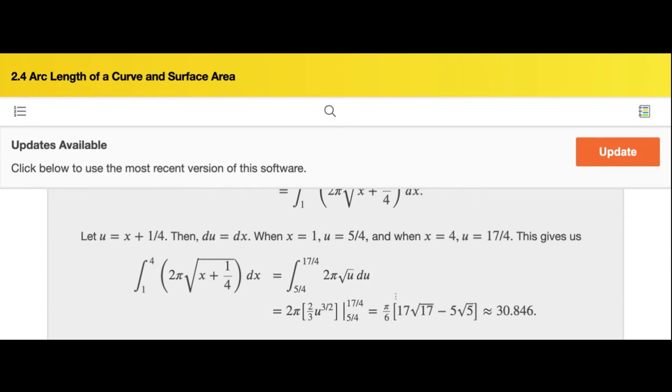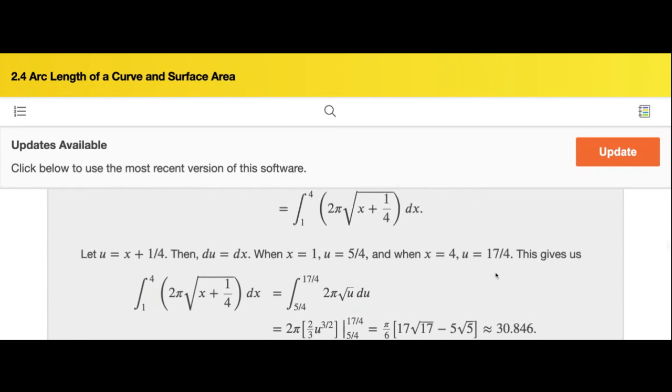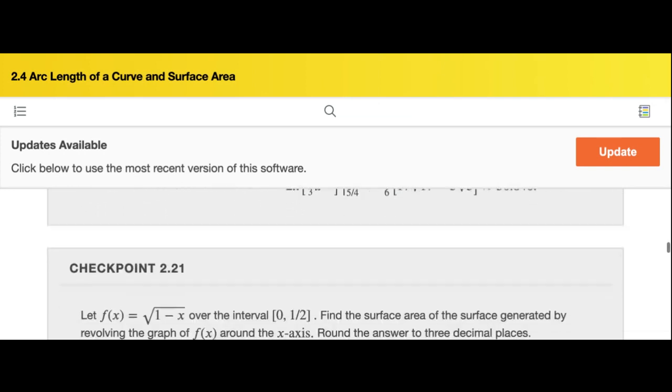This one we get pi. Okay, anytime we deal with a circle, we get a pi. You can leave it as pi over 6 times 17 square root of 17 minus 5 square root of 5. Okay, does anyone have any questions? Okay, keep going.